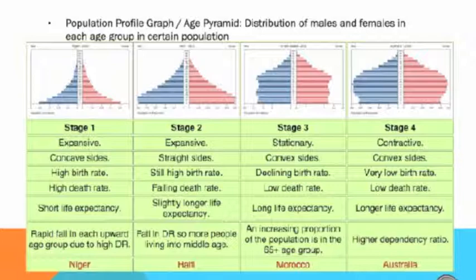These are the population profile graphs, or age pyramids, and their distribution of males and females in each group in certain populations. And you can see each of the different stages of the age pyramids in different countries and the characteristics that go along with each. You can see expansive, stationary, and contractive, and each of the different details that go along with them.